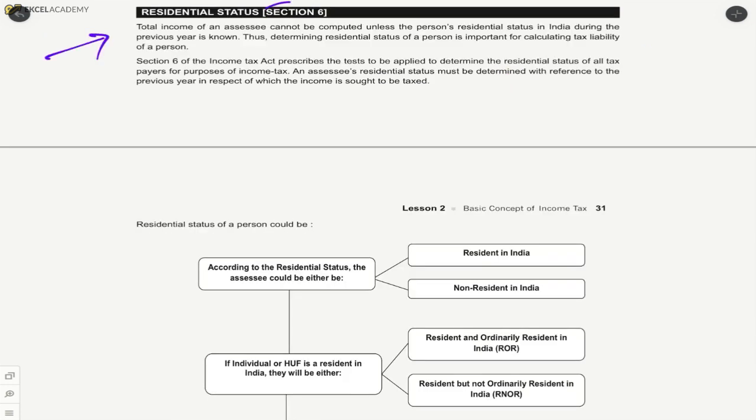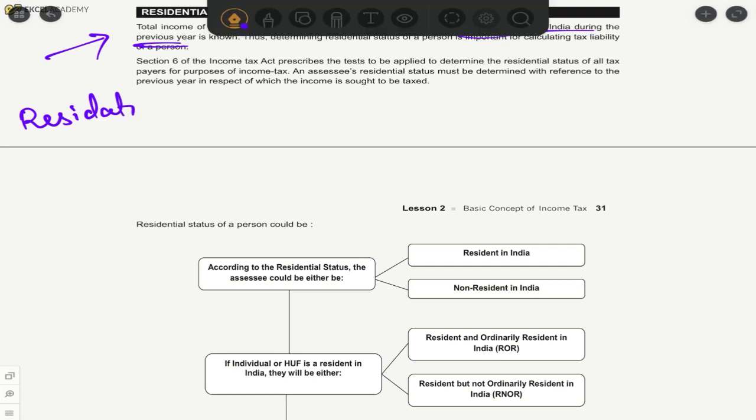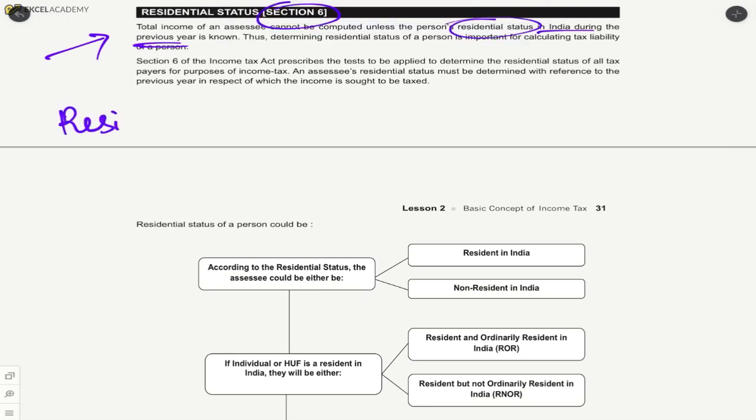Residential status, section 6. Again, one of the most important sections, because unless we know the residential status of a person in India during the previous year, we will not be able to compute the tax, because the entire computation stands on the residential status. Whether that person is resident or not, based on that we determine the amount of tax to be paid by that particular person. Of course, this residential status is always considered for the previous year.